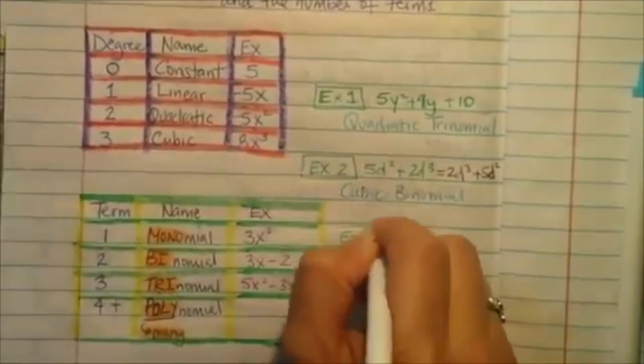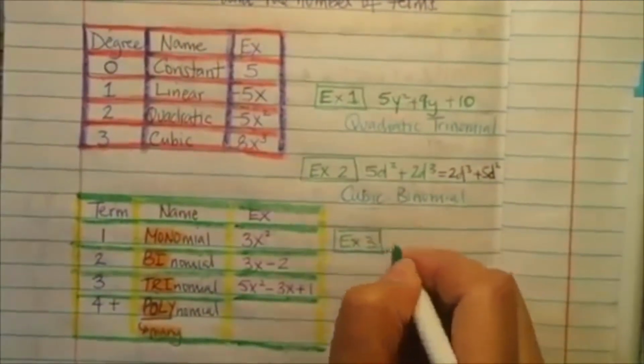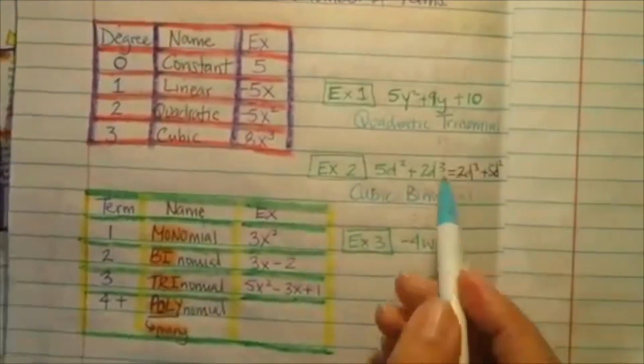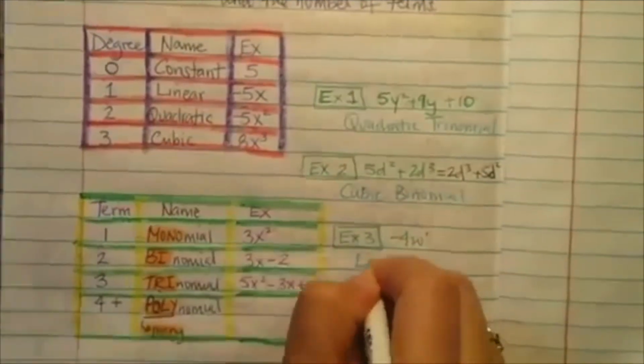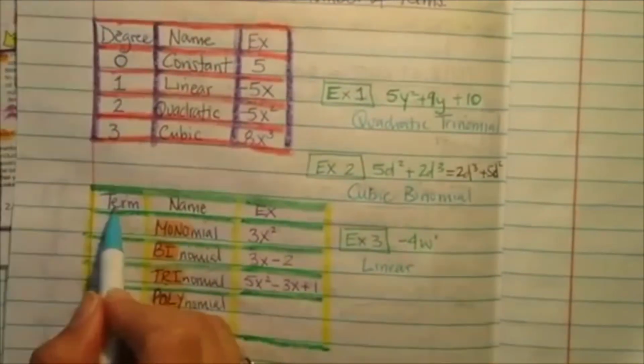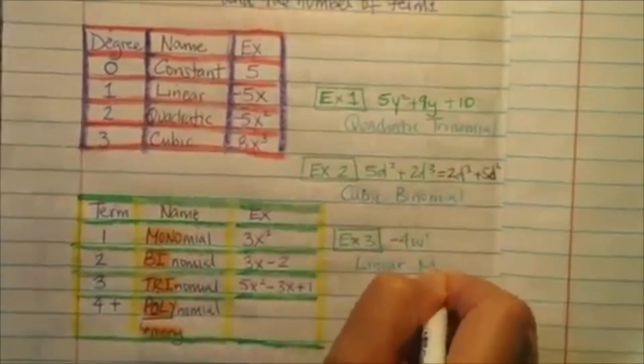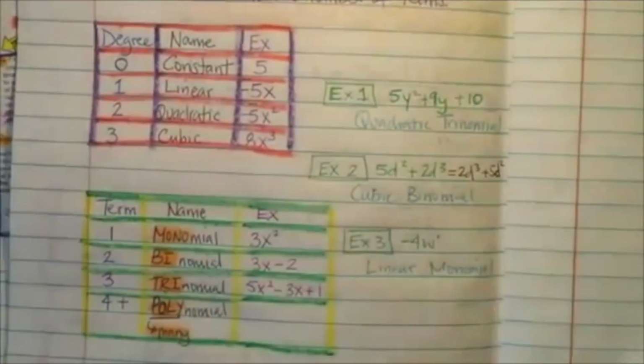Next one, example 3. What if we had negative 4w? What's the degree? There's an invisible 1. So the degree is linear. And then how many terms are there? How many things? 1. So it's a linear monomial. And that's pretty much it.